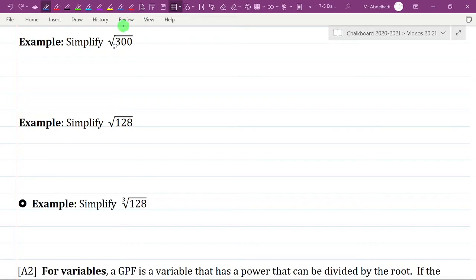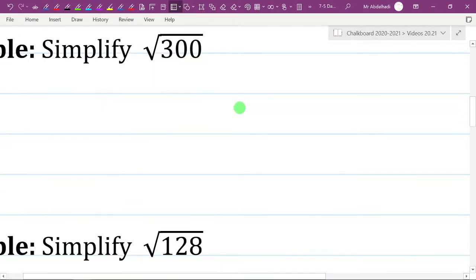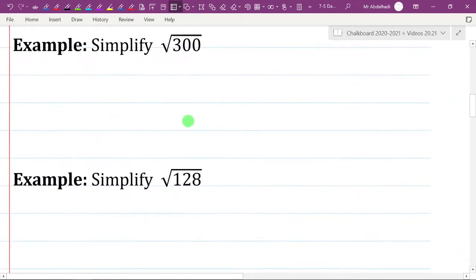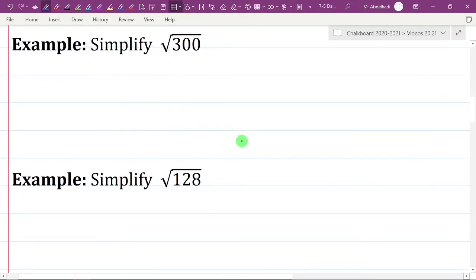We have here a radical 300, okay? And it's a square root because there's no number here, so it's a 2. And if you just take out your calculator and do this, you'll get a decimal. And we don't want any decimals in this lesson at all. Matter of fact, any decimals in this whole chapter. And for the most part, we don't want any decimals in all of Algebra 2. So we definitely don't want to take out a calculator and do the square root of 300 and get 17.32 something. That's not what we're interested in.